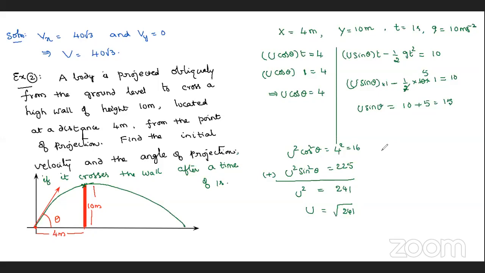And then for theta, by dividing these two equations, u sine theta by u cos theta, that is 15 by 4. U sine theta is 15 and u cos theta is 4, and u cancels. So tan theta equals 15 by 4, and theta equals tan inverse 15 by 4.